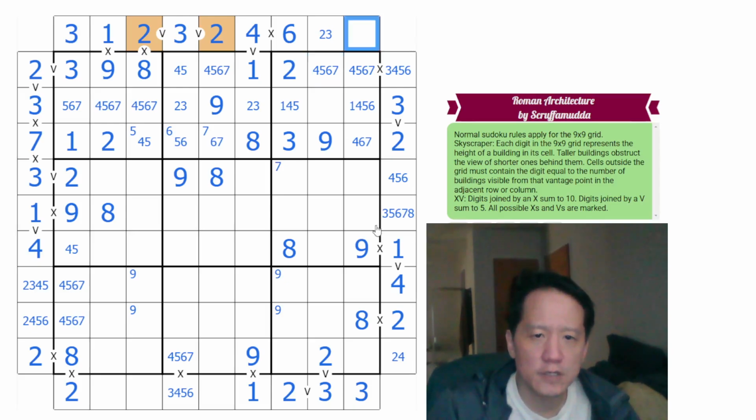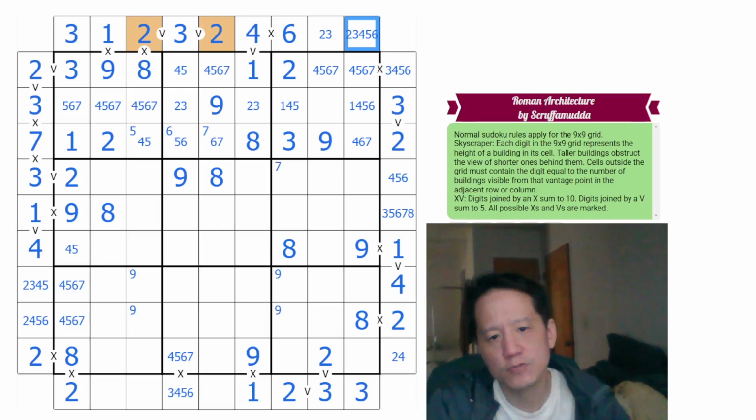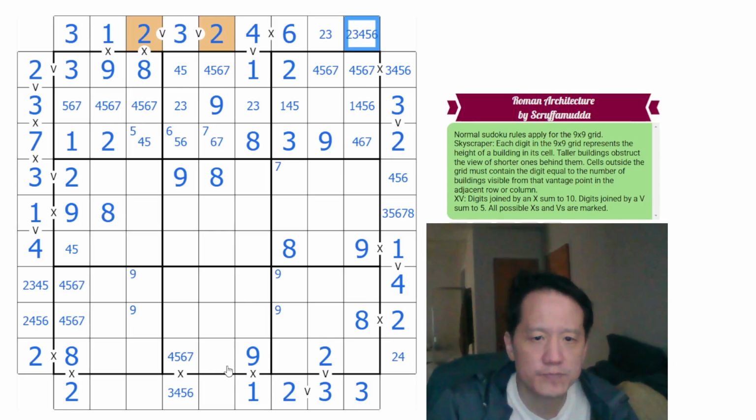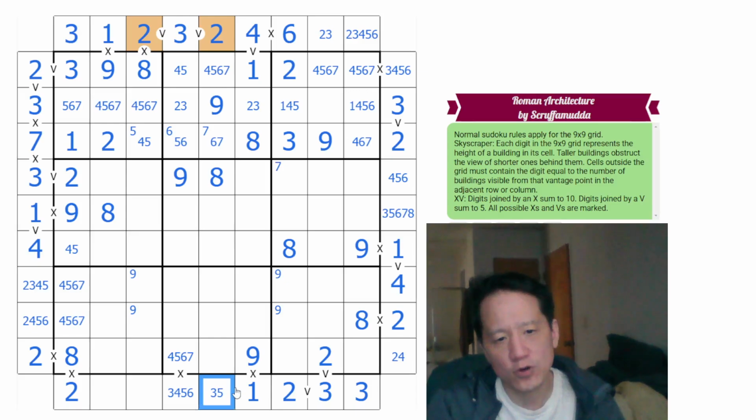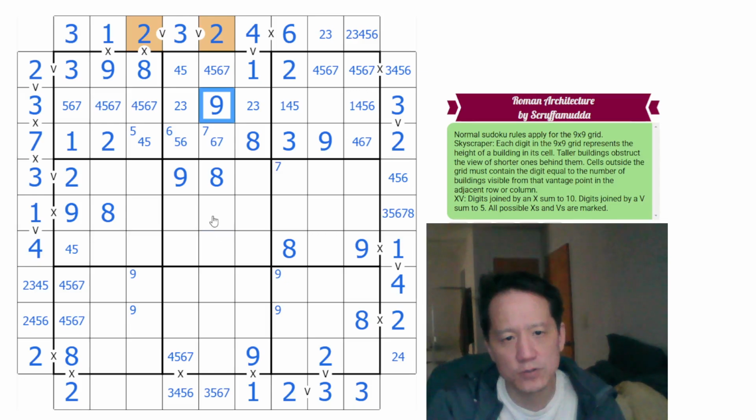What does it see here? It cannot be 1. It could be 2 through 6. We're not sure which. This cannot be 4. It cannot be 9, obviously. It sees those two, so it's at least 3. Cannot be 4. Could be 5, 6, or 7. It sees 1, 2, 3, 4, 5, 6, 7 at most.